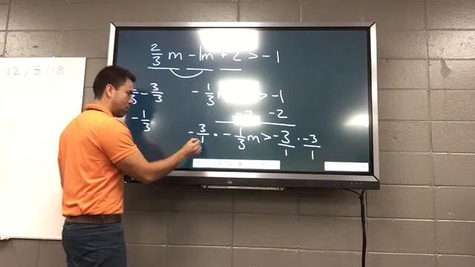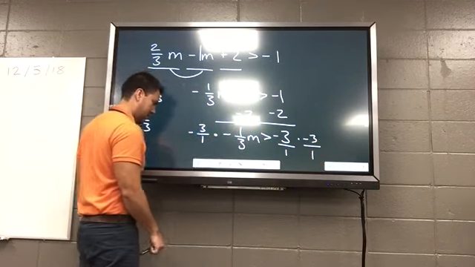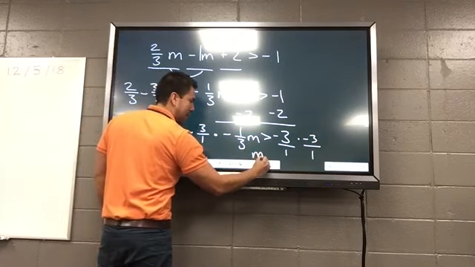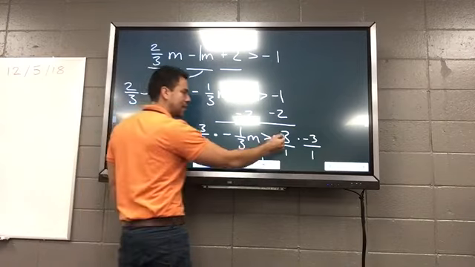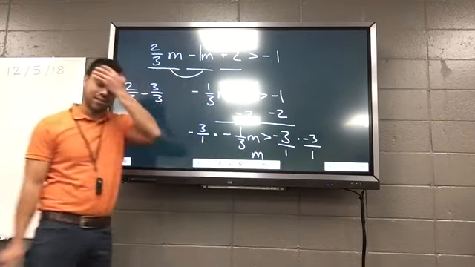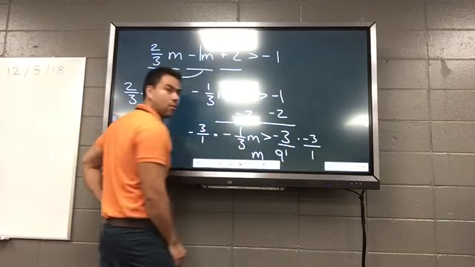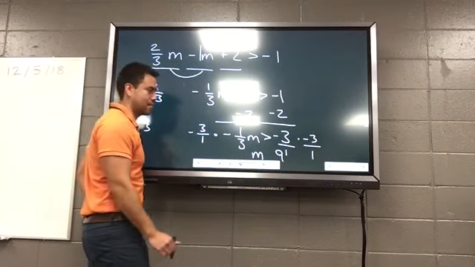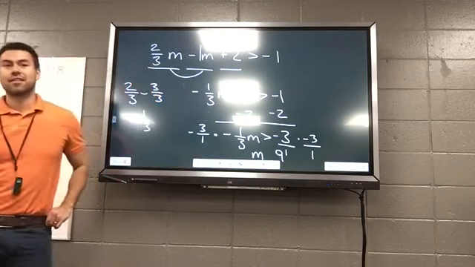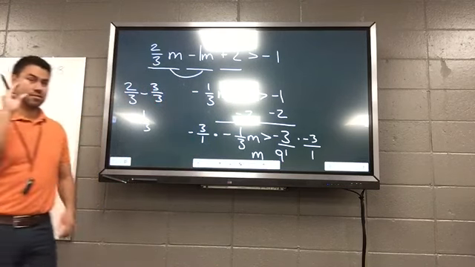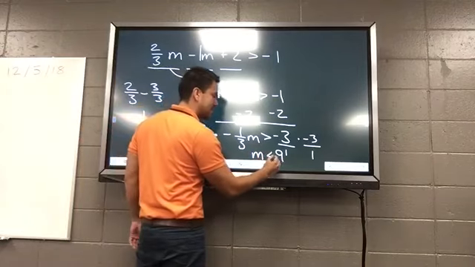What's negative 3 over 1 times negative 1 over 3? 1. Good. And what's 1 times m? M. Okay, and then what's negative 3 over 1 times negative 3 over 1? Positive 9. You're right. What? Why? Because if you multiply or divide both sides by a negative, it switches it up, so it should be less than.